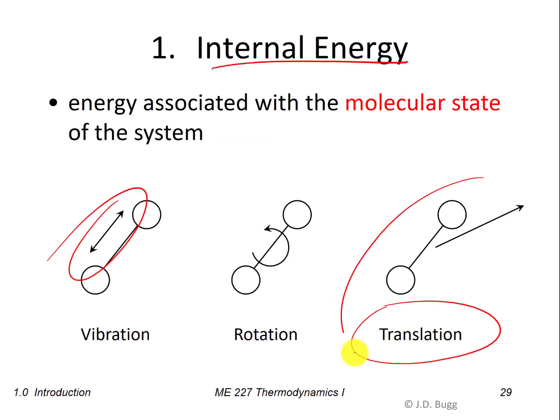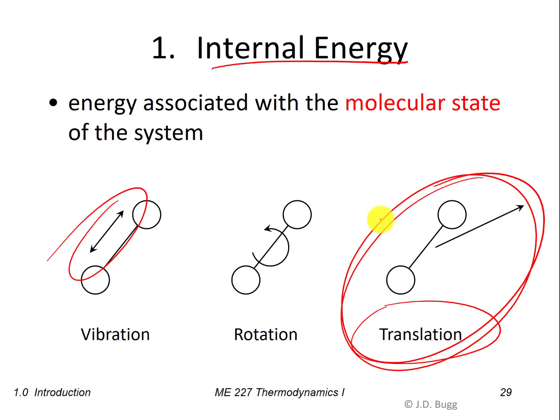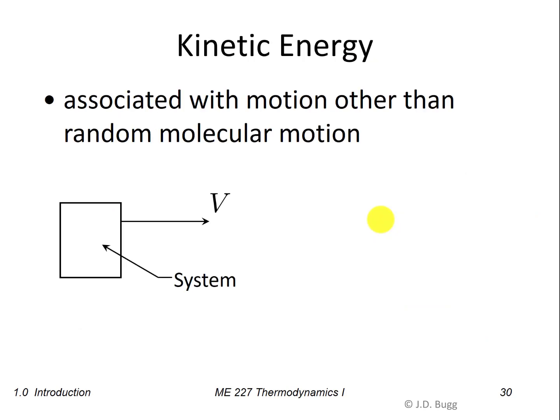So this translation that we were talking about here is technically also kinetic energy, but there we're talking about the individual kinetic energy of each molecule in the system. And they're, of course, randomly moving all over the place. The kinetic energy that we're talking about here is when the system as a whole is moving. So I want to look at a couple of different ways.